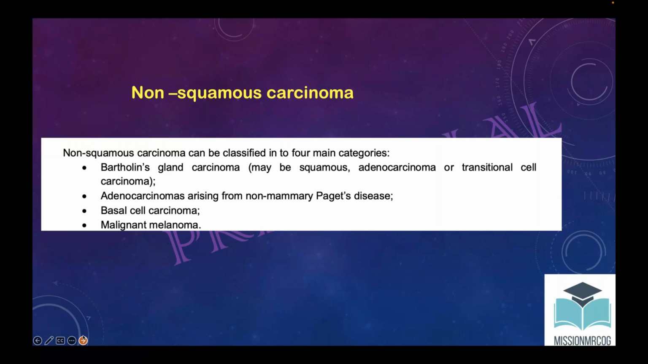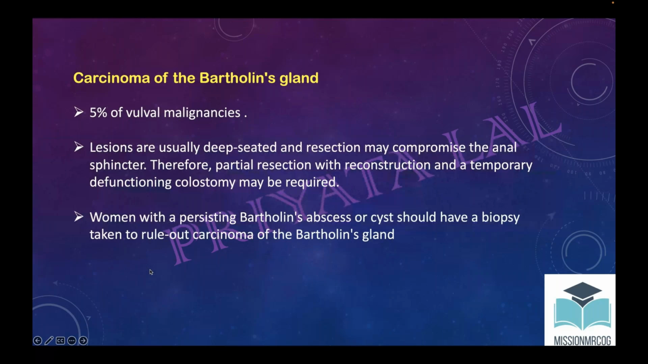So these are Bartholin gland carcinoma, adenocarcinoma arising from extramammary Paget's disease, basal cell carcinoma, and malignant melanoma. Okay, I'll be speaking very little about these, but you need to know about them also. Carcinoma of the Bartholin gland, out of non-squamous vulval malignancies, occurs in 5%. The Bartholin gland is a deep-seated gland, so the lesions are deep-seated. If resection is done, it may compromise the anal sphincter. Therefore, partial resection with reconstruction and a temporary defunctioning colostomy may be required.